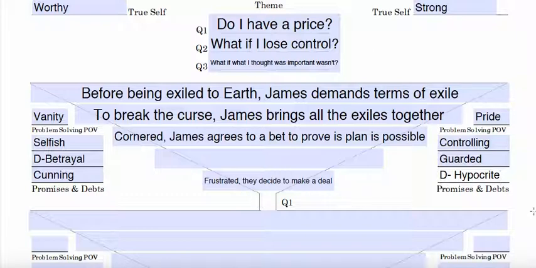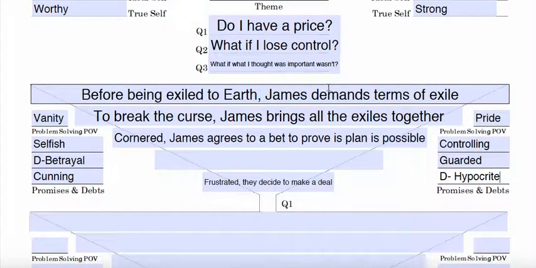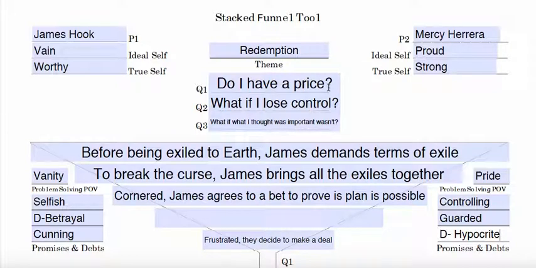So, there you go. We have our first fully filled out funnel. And you know what that means? That means it is time for you to go and work on your own funnels.